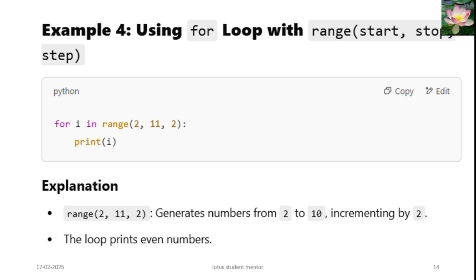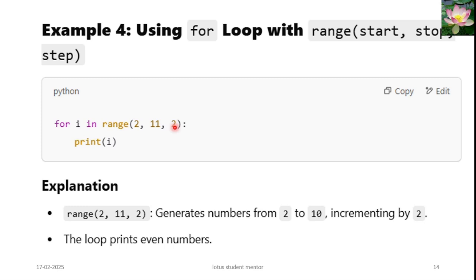Example 4, that is using for loop with range, start, stop and step. Take the example here. The syntax is for i in range, the starting value is 2 and stop up to 11, that means at the 10th iteration it will be stopped. And what is the step? Step is the increment, that means from 2 to 11 with an increment of 2, the iteration takes place.